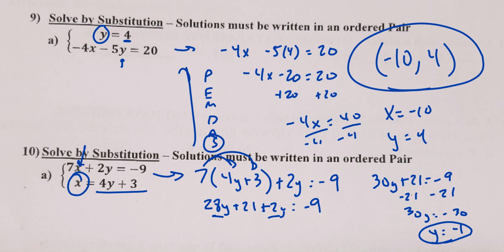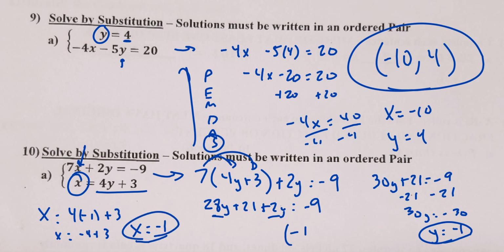Now I'm going to plug negative 1 in for y, so I'm going to say x equals 4 times negative 1 plus 3. I end up with x equals negative 4 plus 3. I get x equals negative 1. I have an x, I have a y. So my final answer is going to be negative 1, negative 1.